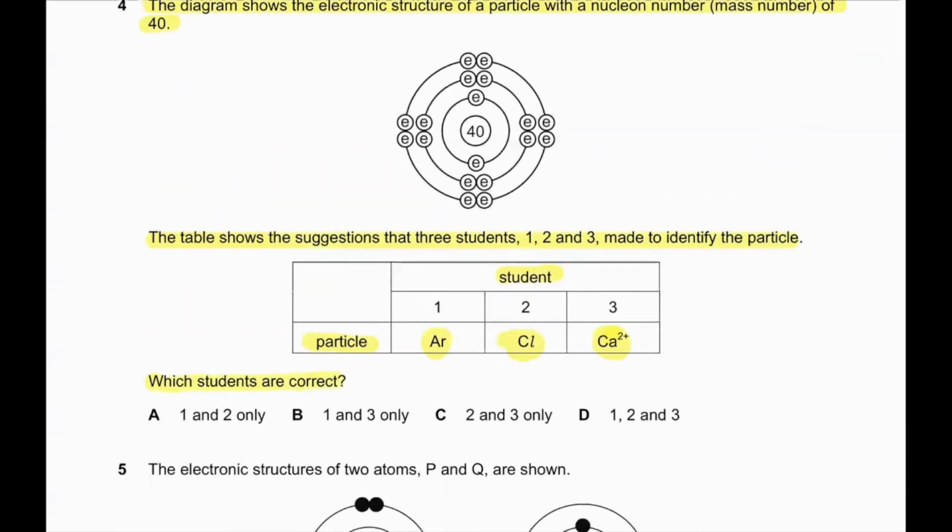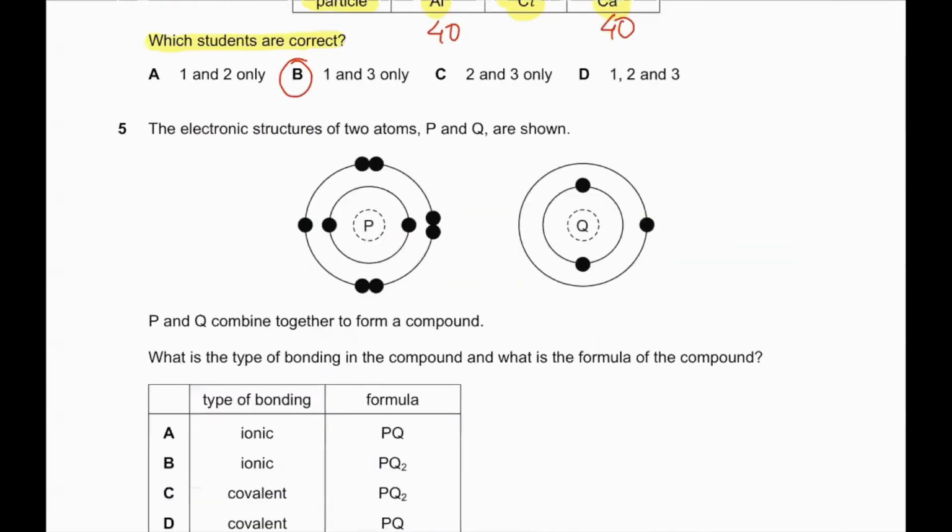Now for mass of 40, if we look into the periodic table, we know that argon has 18 protons. However, its nucleon number is 40. Calcium has 20 protons and 20 neutrons, so its mass is also 40. So 1 and 3 will be the correct answer. Guys, for this particular question, the use of the periodic table is a must. Moving to question number 5.